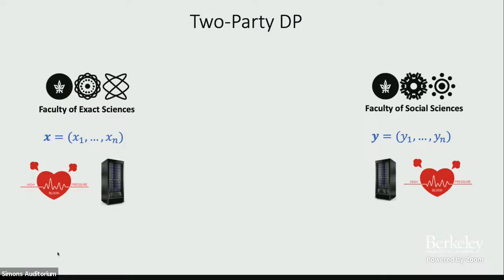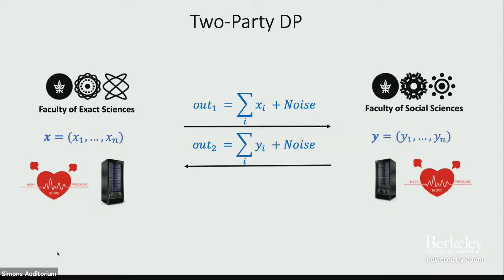And now they want to know how many people in the entire university suffer from high blood pressure, but say that the faculty of exact science doesn't trust the faculty of social science with respect to this data. Then they want to communicate privately. And in this case, it's very simple. The faculty of exact sciences can just send a noisy estimation of the number of students in this faculty that suffer from high blood pressure. And the faculty of social sciences can do the same, and they can just add this output and compute that.